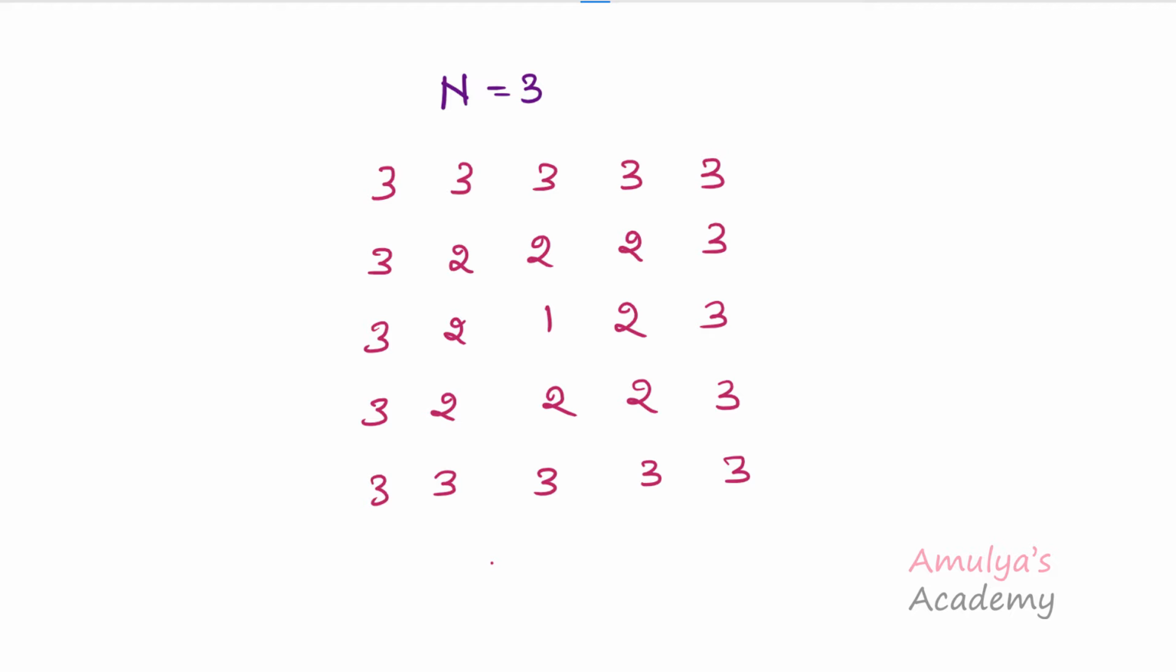Today in this tutorial we'll discuss a pattern program. When you give n value as 3, we need to get output like this. The outer layer of the pattern contains value 3, the inner layer contains 2, and the innermost layer contains the value 1. We'll get this pattern when we give n as 3.